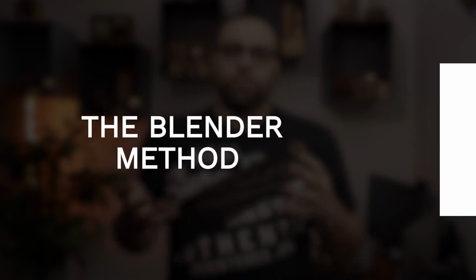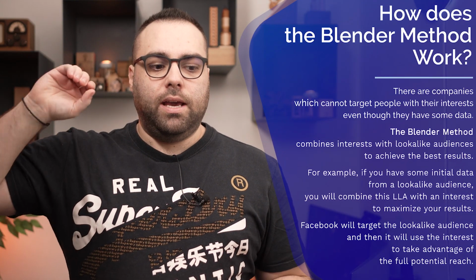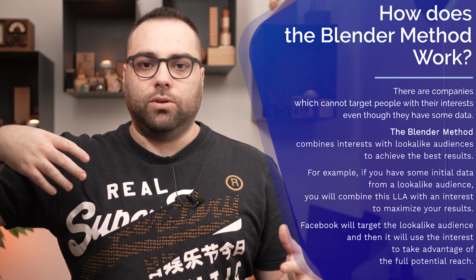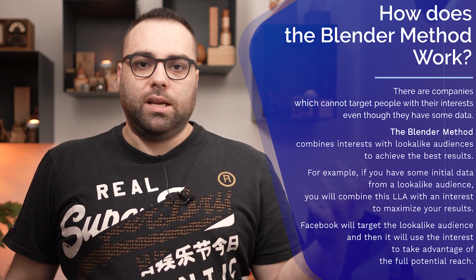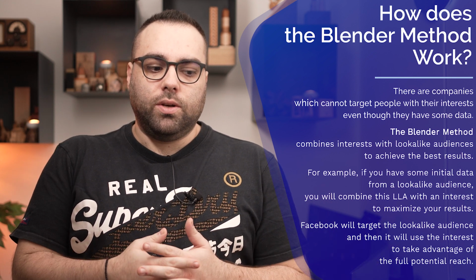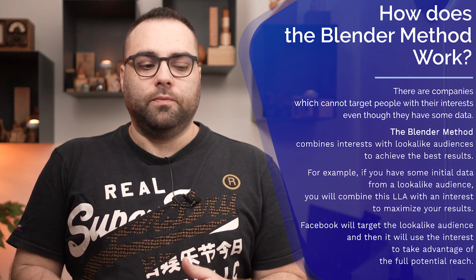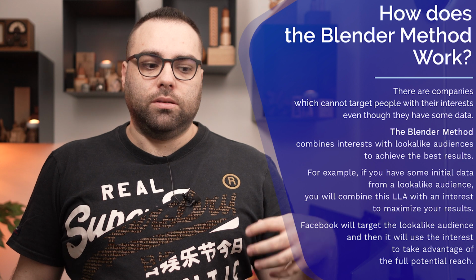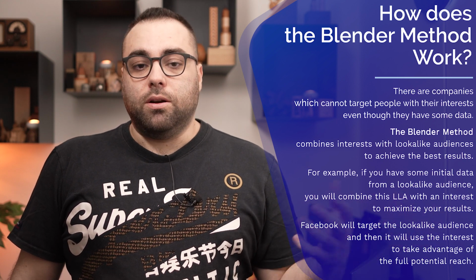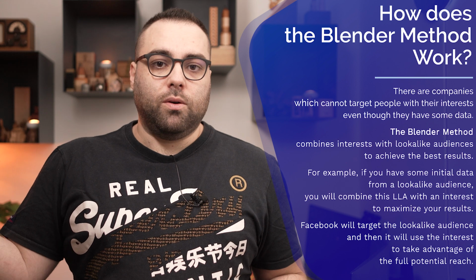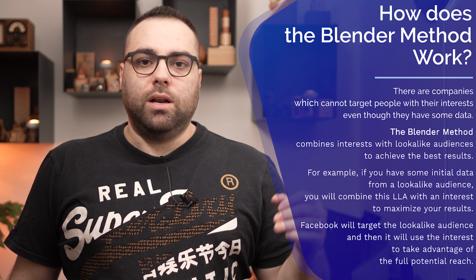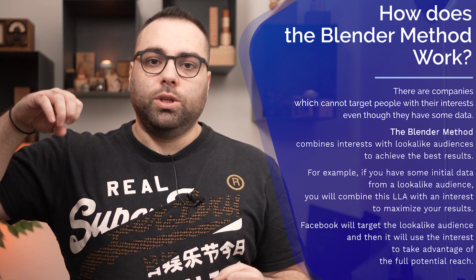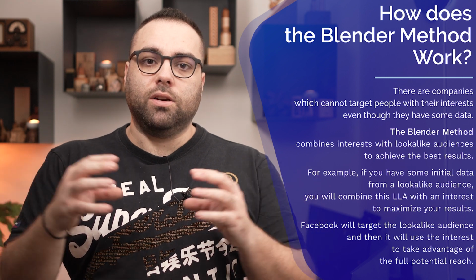Okay, so the way that this one works is this. Sometimes some companies have generated enough data with the efforts that they do, but the problem is that they cannot target people efficiently with their interests. This is where you can apply the blender method, because it uses the lookalike audiences, which maybe are going to work, maybe not, and it uses the interests, which maybe work, maybe not, but it's using them together. So you have some initial data, let's say a lookalike audience, and then below you also add an interest so that they work together.